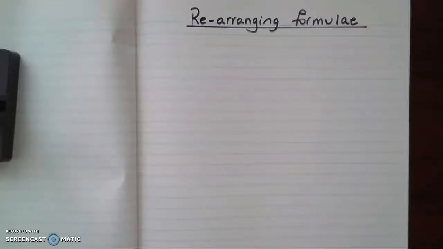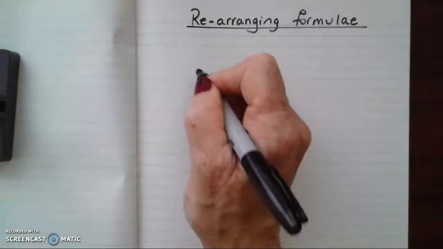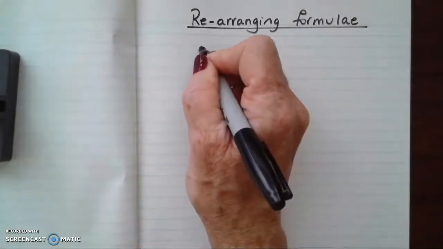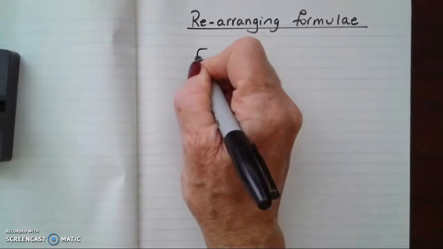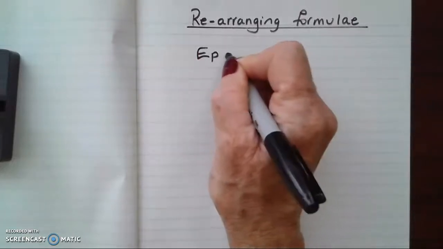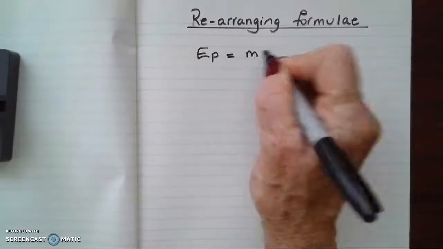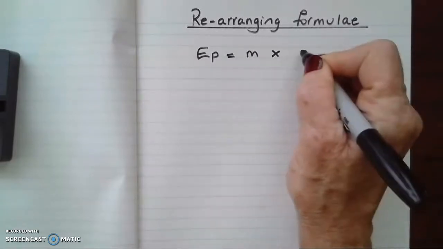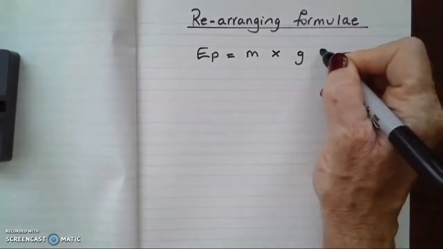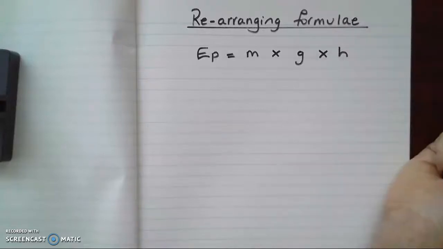Hi guys, so what I wanted to do today was just take you through how to rearrange a formula, formulae being plural, because there are two ways of doing this. Let's look at the gravitational potential energy formula that we looked at last lesson. So you've got gravitational potential energy equals mass times gravitational field strength times height.